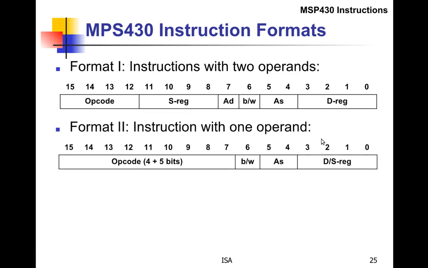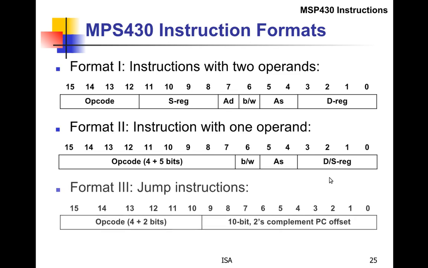Format 2, these are for instructions with 1 operand. It has actually 9 bits for the opcode. Then we're down to whether it's a byte or a word. And then, since this is only 1 operand, it has the source operand addressing mode. And then the register right here, the one operand register. It might be source or destination, whatever you're doing with one operand.